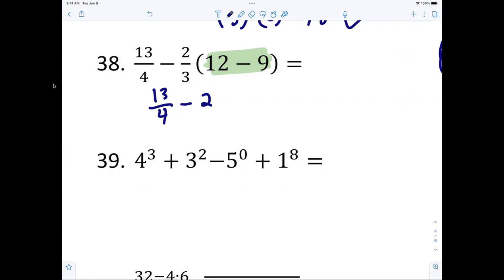2 is how many fourths? 8. 2 is the same as 8/4. Everyone should have said 5/4 is the answer. I don't want to say 1 1/4. In advanced math, we don't do mixed fractions. We do improper, although it is correct and you wouldn't be marked wrong. It's just we're going to write it as 5/4.